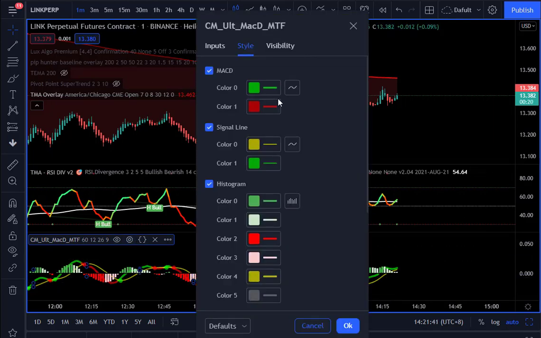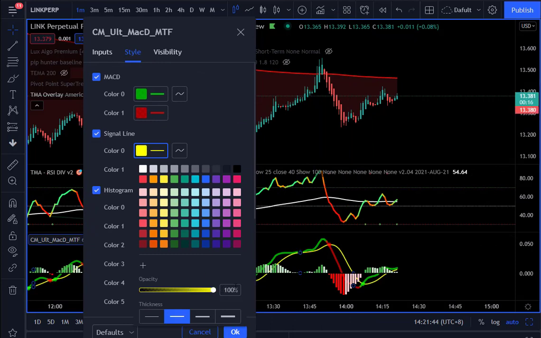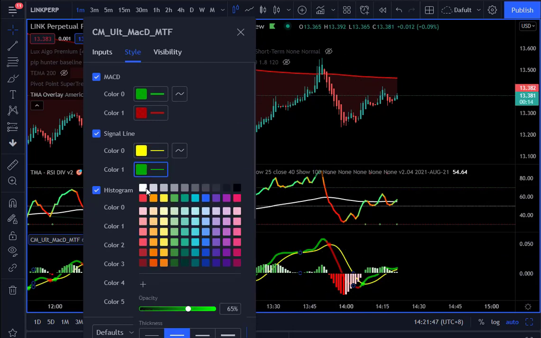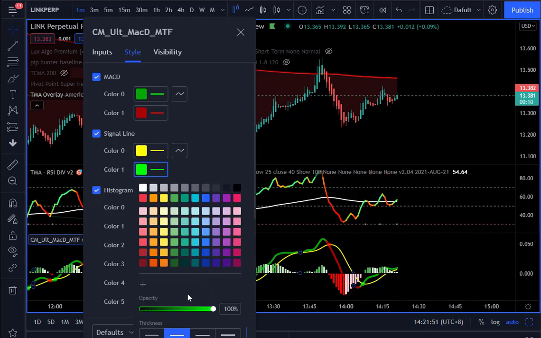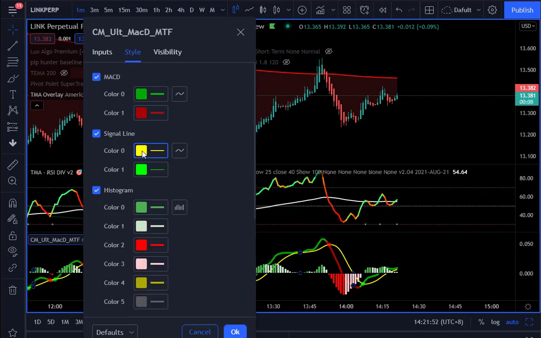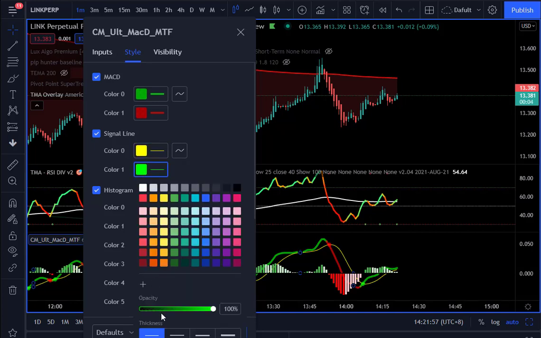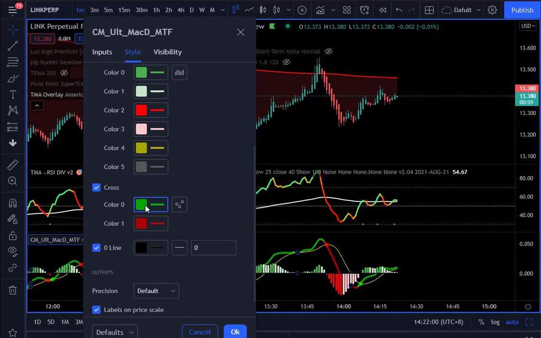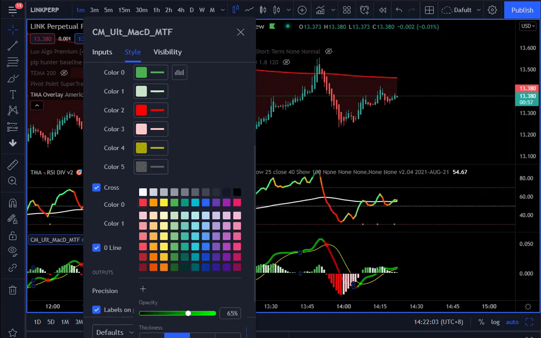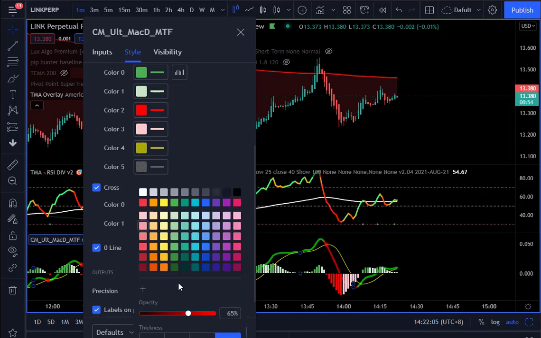Okay, I want to make the yellow a bit more prominent because it's not obvious. And then the green also, make it more prominent. And then maybe not so thick, a bit thinner. Okay, this one. And the cross line. And so is this one.